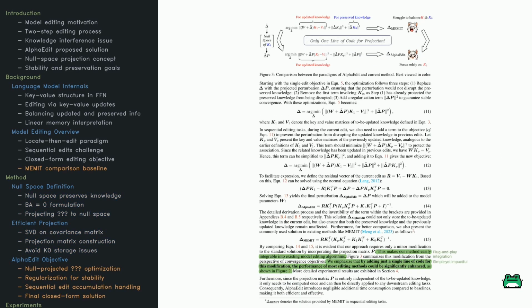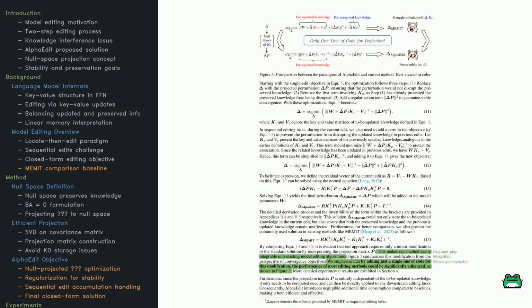Let's zoom in on how AlphaEdit simplifies model editing. Normally, you're juggling two goals: learning new facts and preserving old ones. That's why methods like MEMIT bundle both into one messy optimization. AlphaEdit asks, what if we handled preservation first? Project the edit into the null space up front, and you can ignore preservation during optimization. Equation 11 captures this. Just focus on the new knowledge and regularize for stability.